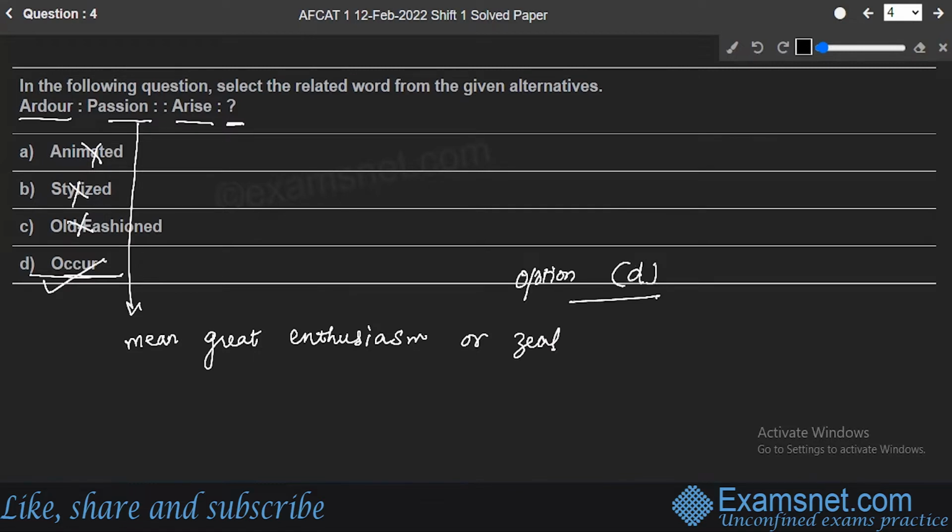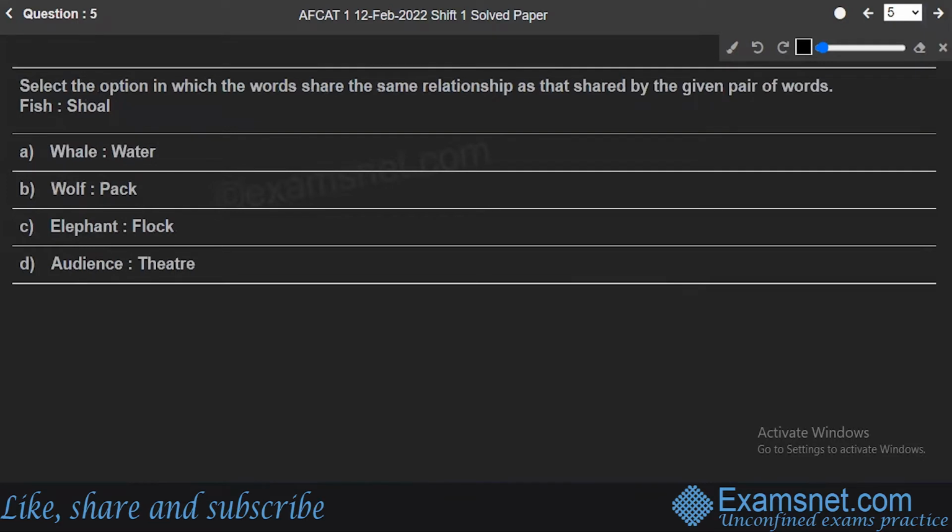Hope this is clear. Let's move to the next question. Question number 5. Select the option in which the words share the same relationship as that shared by the given pair of words. Fish to shoal. You have to find the pair of words having the same relationship as fish to shoal. The logic over here: a large group of fish is called a shoal.